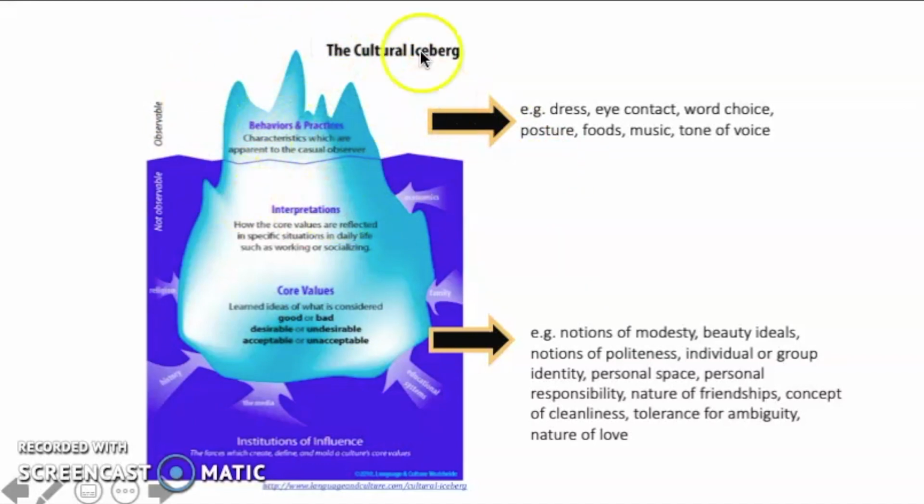These are the things we can see when we look at someone. These are the characteristics which are apparent to the casual observer, which is, okay, this is the way they dress. Do they make eye contact? What are the words that they're choosing? Their posture? What kind of foods do they eat? Or what kind of foods do they like? What kind of music do they like? How do they talk to you? These are the things that we can observe.